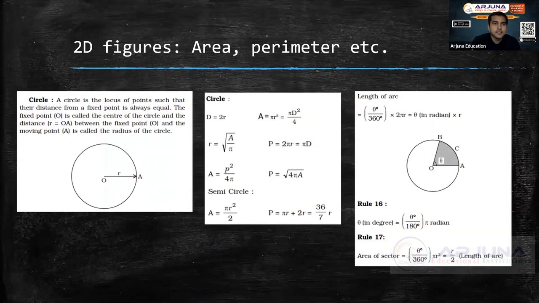For circles, a circle is the locus of all the points such that the distance from a fixed point is always equal. That means here you can see this radius. Okay, what is the meaning of fixed distance? That is the radius, and the fixed point is the center. Okay, the fixed point will be the center.